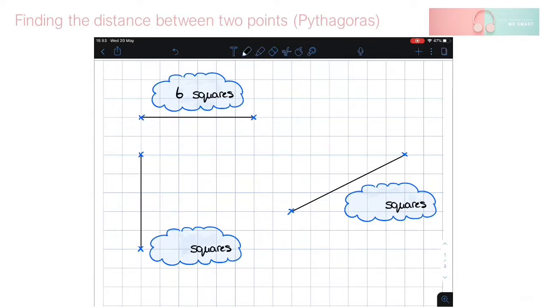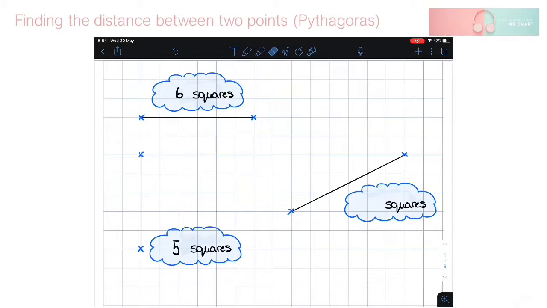Okay. In the second one, on the left-hand side, we're just going to look at the same thing but going up and down. So I'm going to start from the top and count 1, 2, 3, 4, 5. And so that means the distance between those 2 points is 5 squares. Now the difficulty with the third line segment is not only are we going from left to right, but we're also going up and down. And so we've got both there.